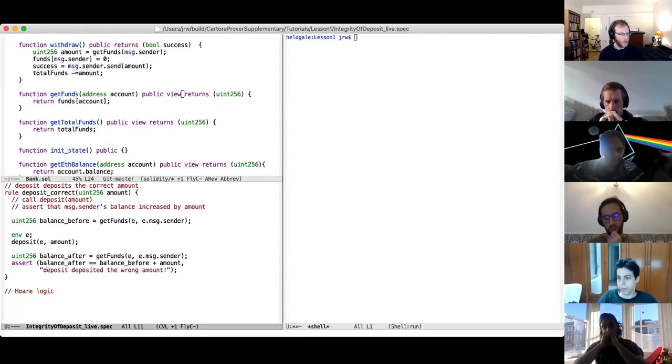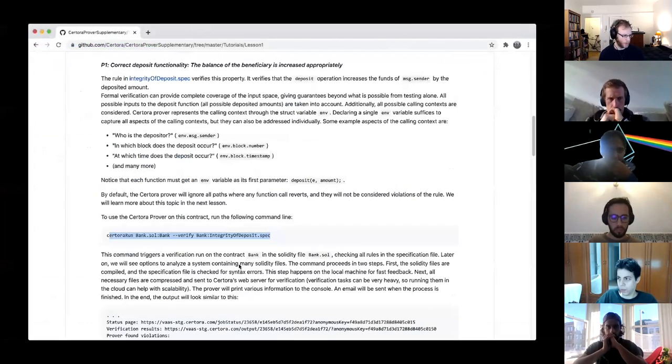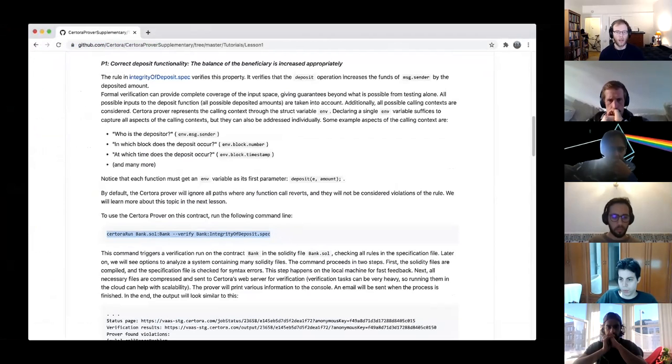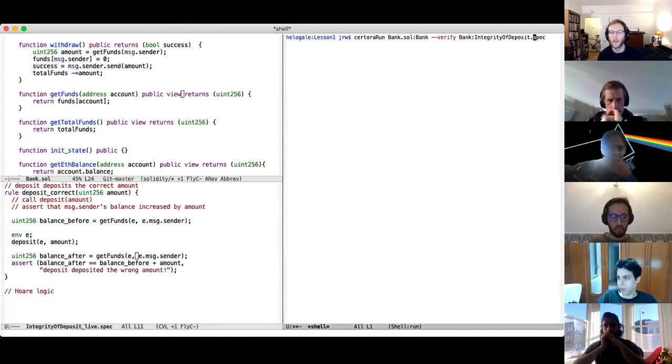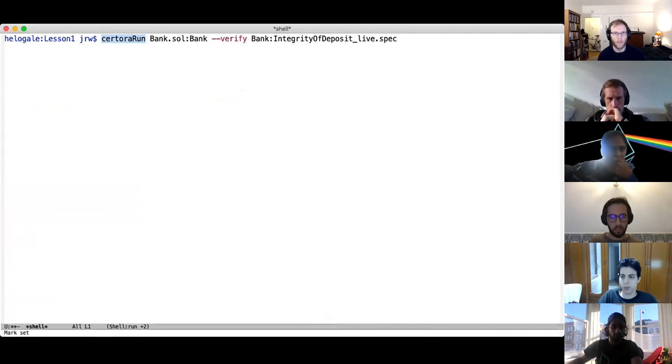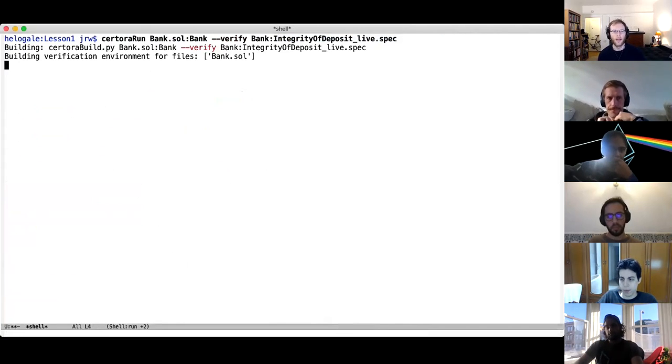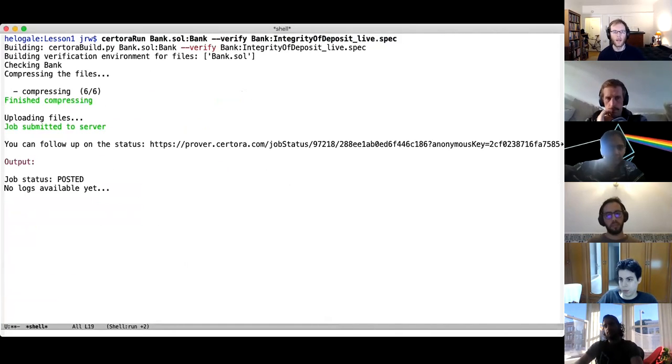Okay, so we have a rule now, and we want to run it. The way we run it is we come over here and find this command line, and we come back over here and paste it in. Then I changed the name of the spec. I called it live. The way this command line works is Certora run is the thing that you're going to install with pip. You give it the Solidity file to compile and the name of the contract in that file, in case the file has multiple contracts. And then you say, I want to verify that contract against this specification file. If we run that, it's going to go out to the cloud and start processing this.